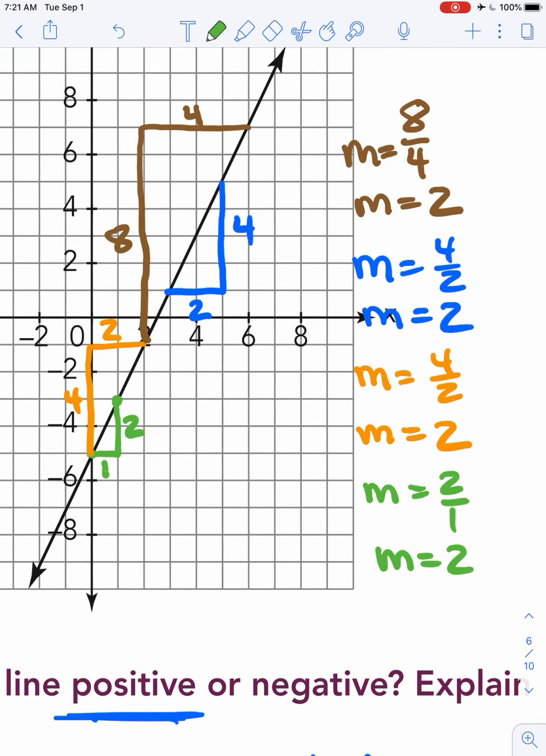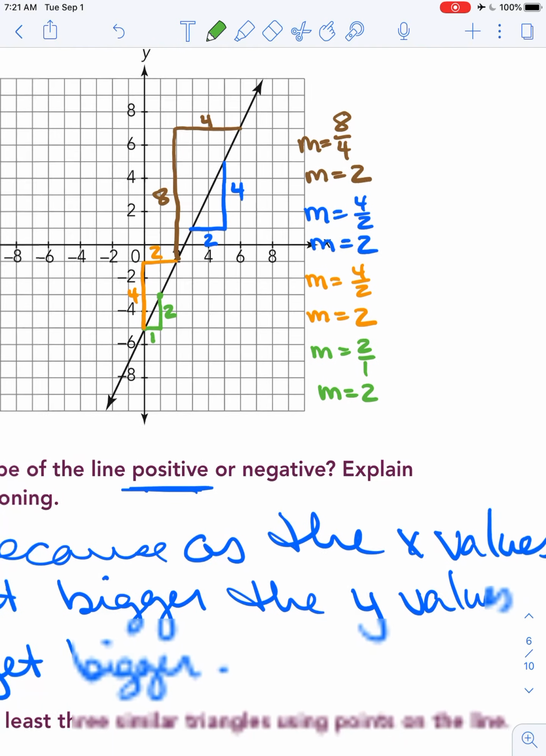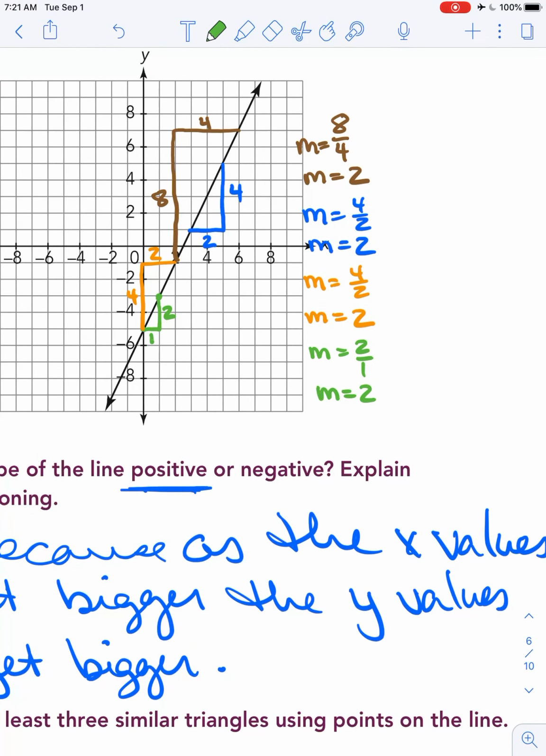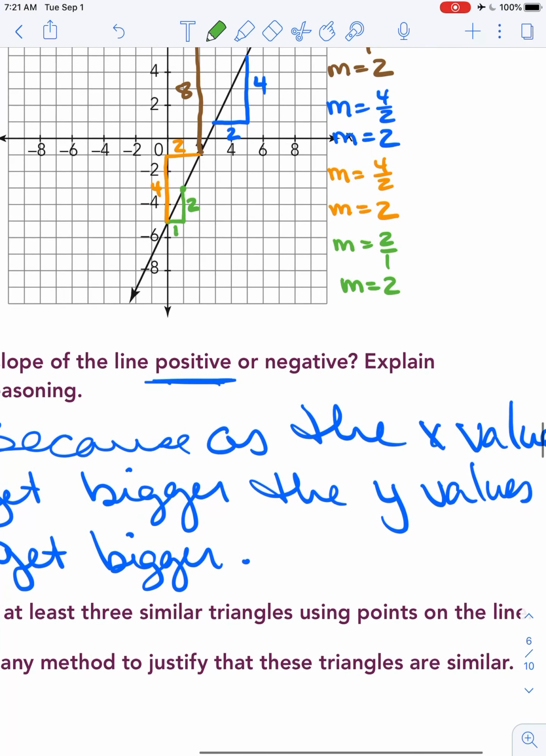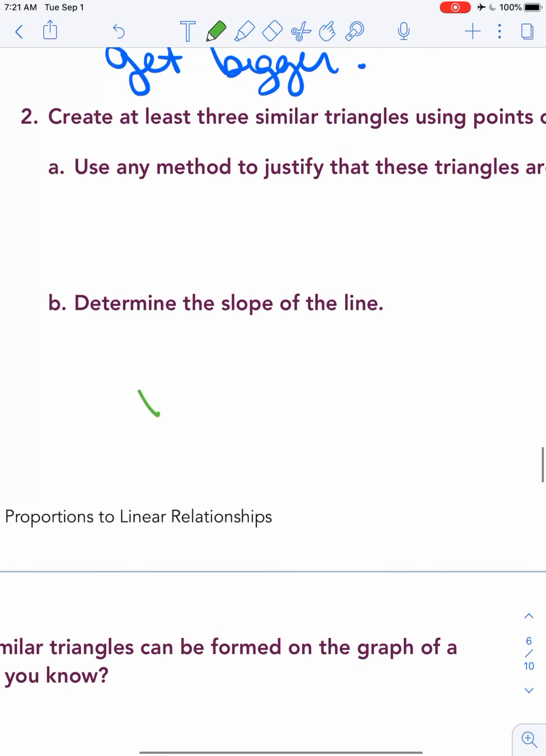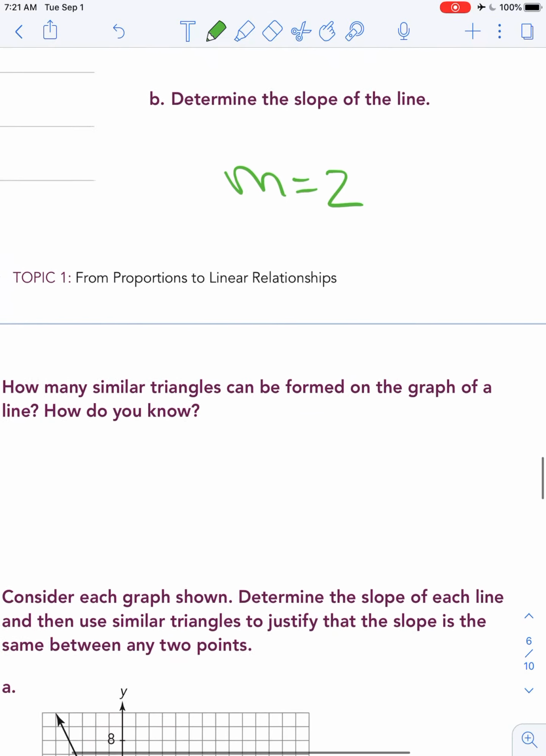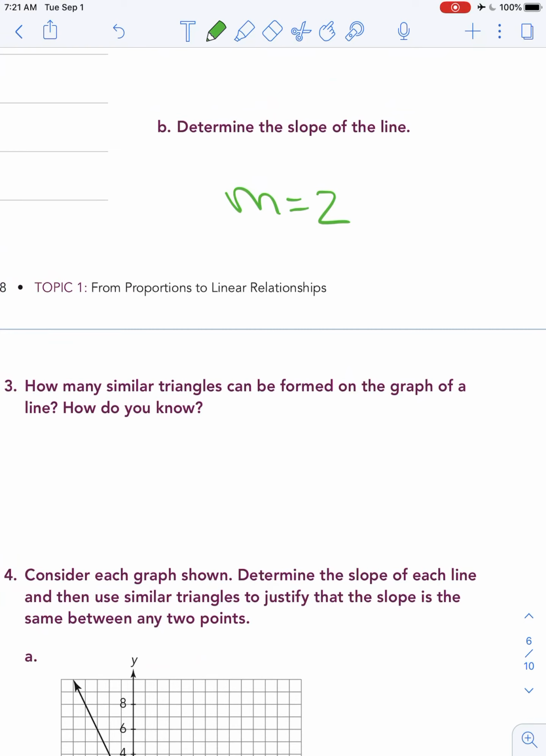So every single time I drew a triangle, they are similar triangles. They're right triangles with proportional sides. So hopefully you figured out that the slope is 2. Now it just says down here how many triangles could be formed in the graph on this line. How do you know? I could just make more and more and more triangles. You saw that I could use different points. I could overlap my triangles. It doesn't matter. So there would be an infinite amount of triangles.